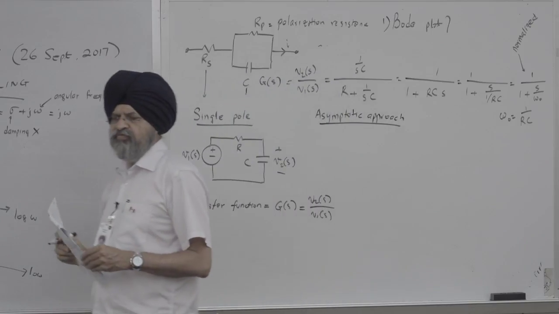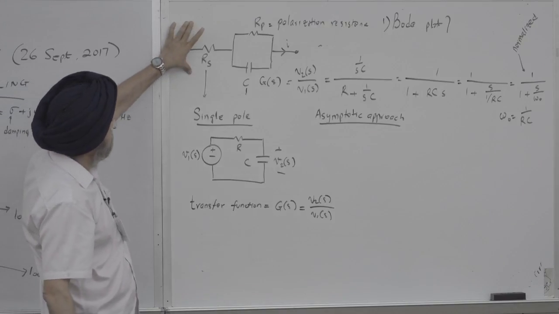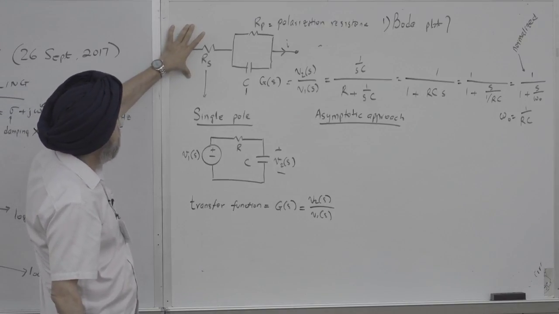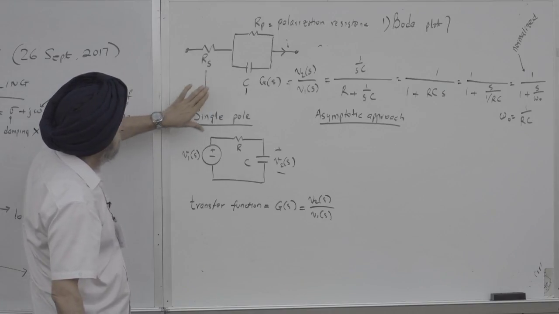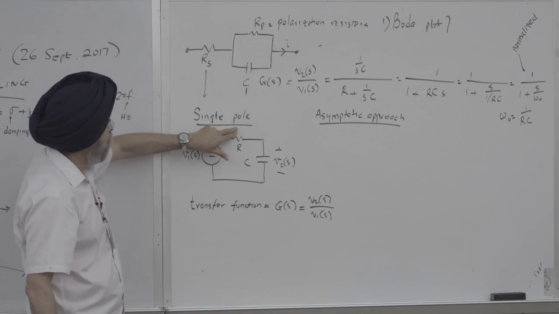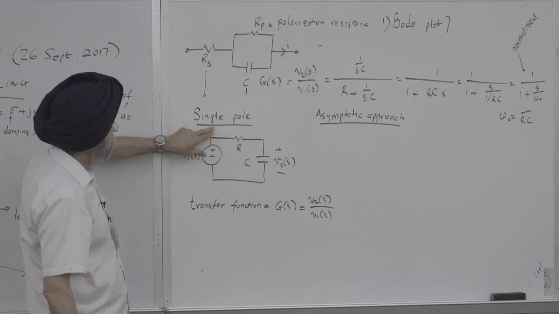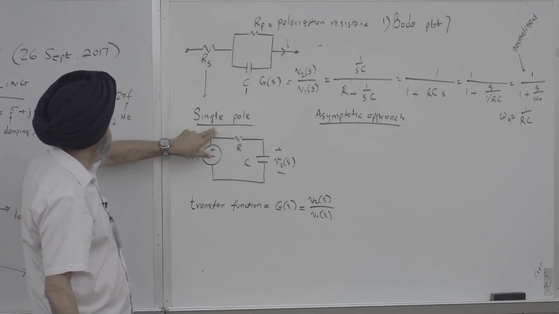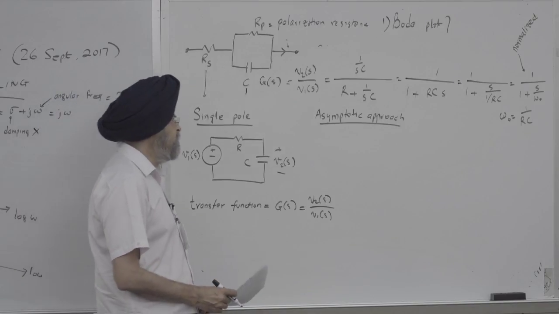So I think I'm going too fast. If there are any questions, let me know, or I can proceed. Basically what I'm doing is trying to solve this circuit, but before I do that, I'm going in baby steps. This circuit has two things: a pole and a zero. I need to explain that. I'm first explaining what a pole is, then I'll explain what a zero is and how to make the Bode plots of these poles and zeros.